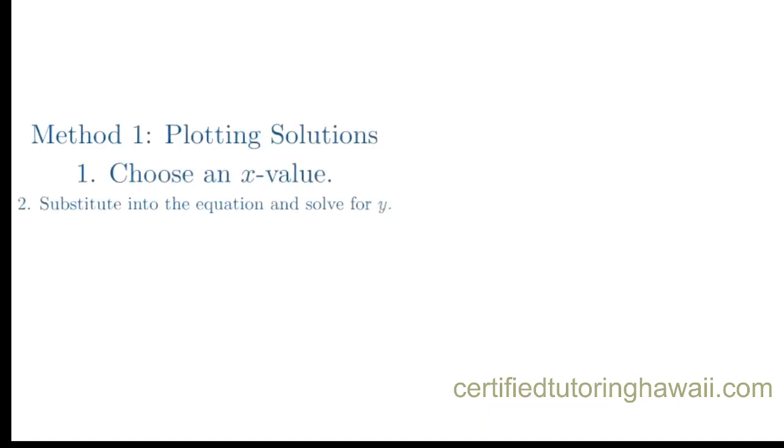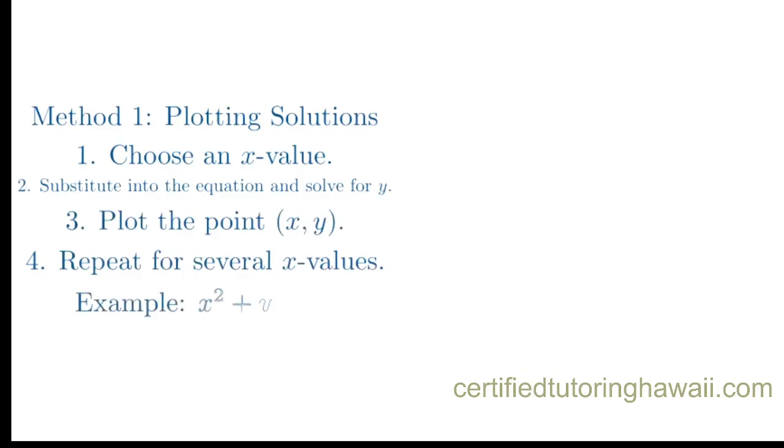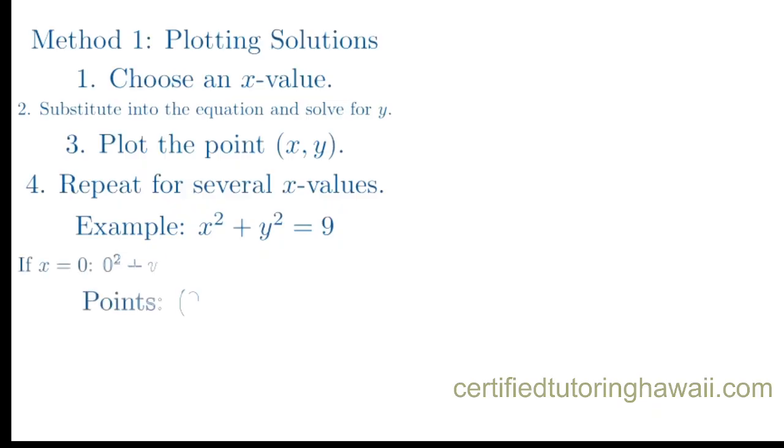The process is simple. You choose a value for one variable, plug it into the equation, and solve for the other. Each pair you find, x, y, is a point that lies on the graph. For our example, x squared plus y squared equals 9, let's find some points. We'll start with easy ones. If x is 0, we get y squared equals 9, so y is plus or minus 3. This gives us 2 points, 0, 3, and 0, minus 3.